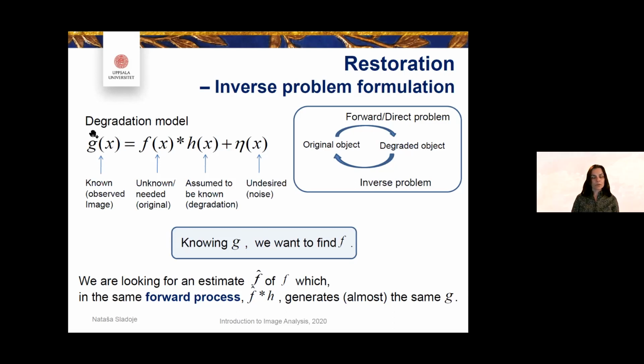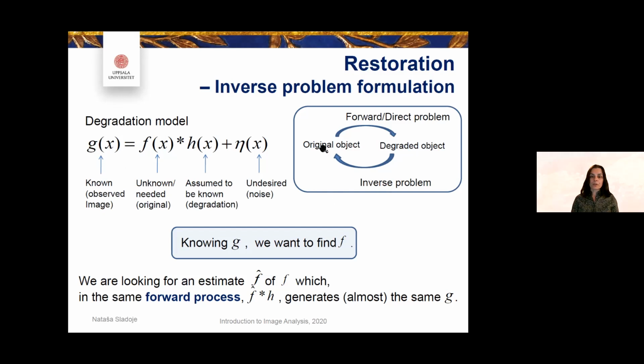So again, degradation model with the input function, original function, with the degradation model, which then acts through convolution with the original unknown image. Then there is some undesired noise, which is assumed to be additive in this whole lecture. All that to reach some observed image, which is then corrupted, and we would like to use it in order to get back to the original, which we can then use further for more reliable analysis.